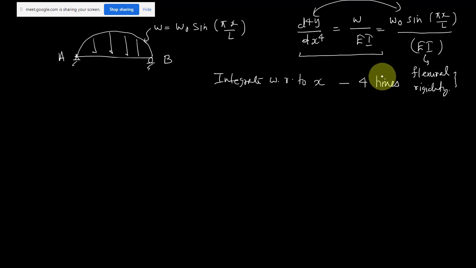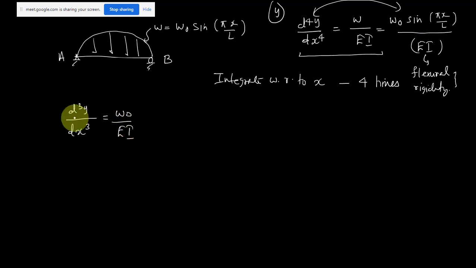What is the solution? The solution is y. To get y you have to do the integration 4 times. I will give some of the steps. It is a very straightforward method, with no confusion; simple integration only. If you do the first integration, it will become d cube y by dx cube. So what about this quantity? This W0 is a constant, W0 by EI.